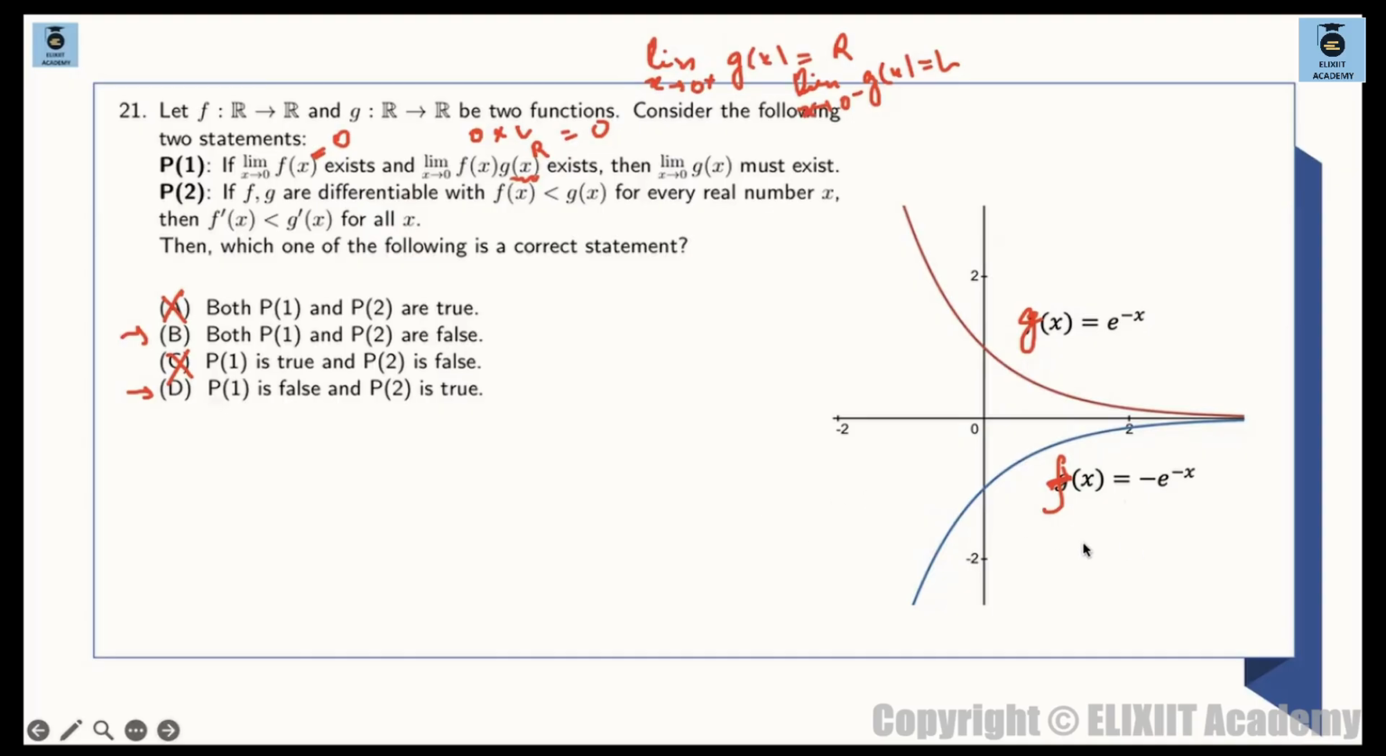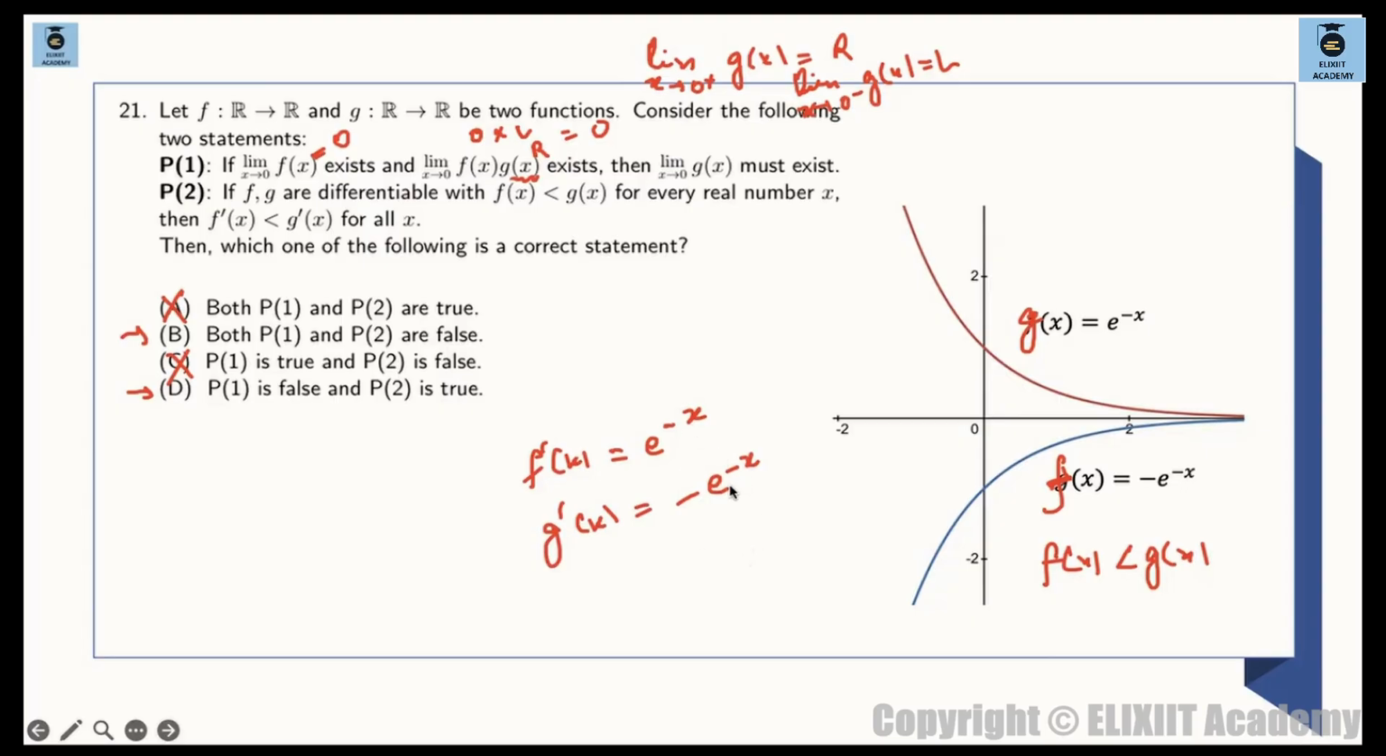You can see here that fx is less than gx. But if you find out f dash of x, what will you get from here is e raised to the power of minus x. f dash of x is minus e raised to the power of minus x का माइनस, फिर माइनस माइनस प्लस हो रहा है, तो e raised to the power of minus x हो जाएगा. And g dash of x is minus of e raised to the power of minus x.